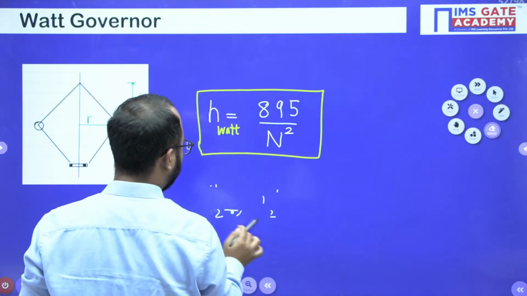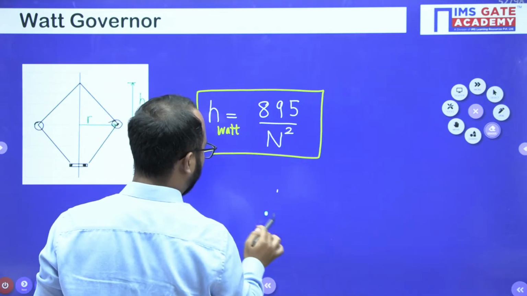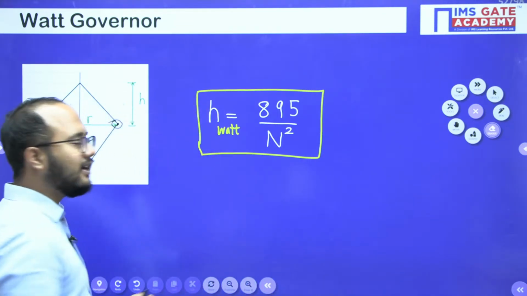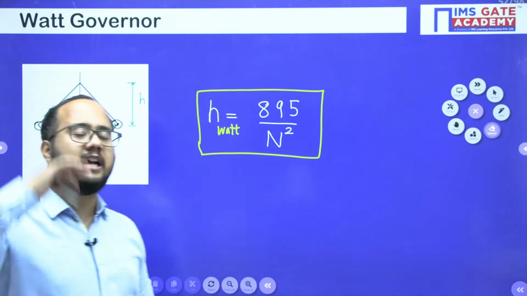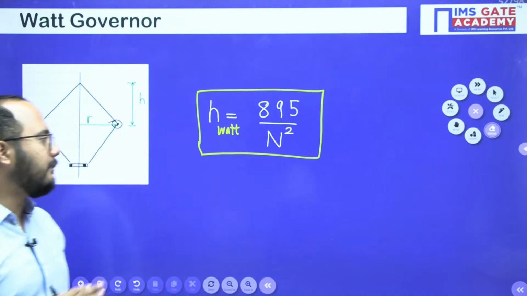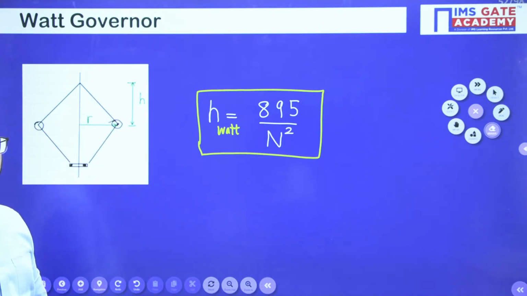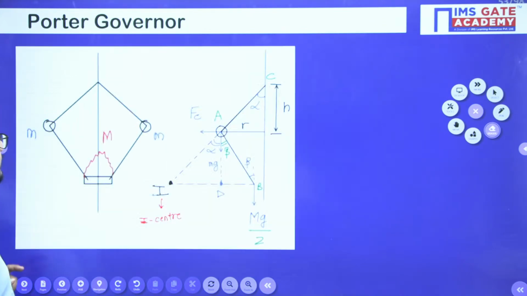Clear? So that's why the Watt governor is not utilized for high speed applications. For low speed applications it is good, but for high speed applications it is not good here. Okay, that is the point.